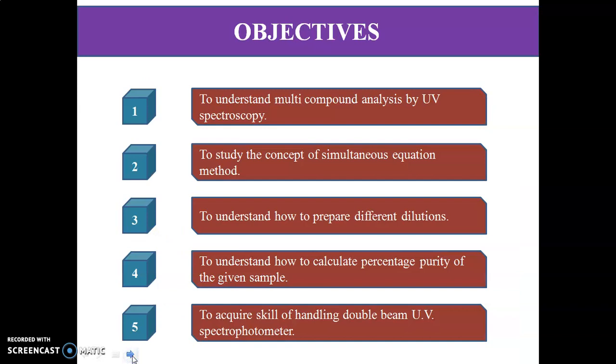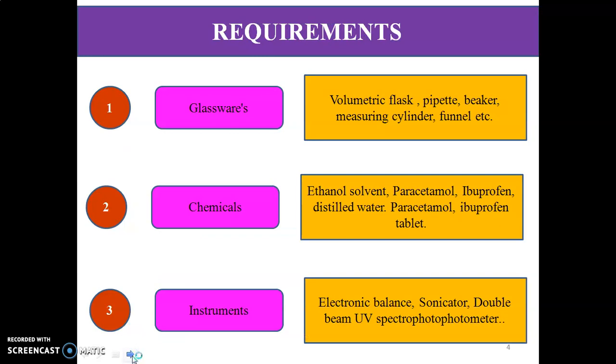After performing this experiment, these 5 types of the objective will be achieved. So these type of the glasswares, chemicals and instrument will be required before going to proceed for this experiment.